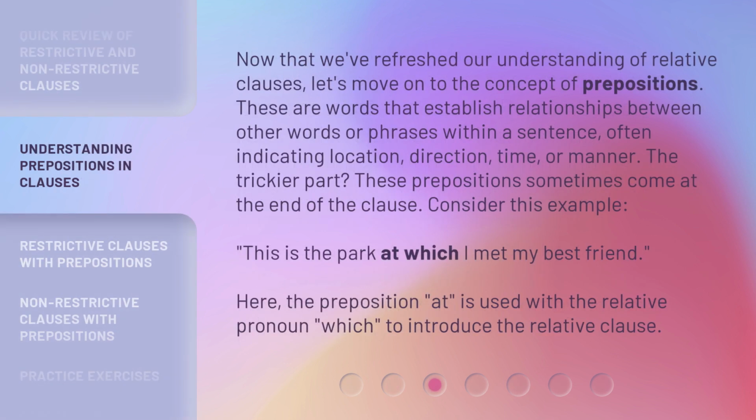Now that we've refreshed our understanding of relative clauses, let's move on to the concept of prepositions. These are words that establish relationships between other words or phrases within a sentence, often indicating location, direction, time, or manner. The trickier part? These prepositions sometimes come at the end of the clause. Consider this example: This is the park at which I met my best friend. Here, the preposition "at" is used with the relative pronoun "which" to introduce the relative clause.